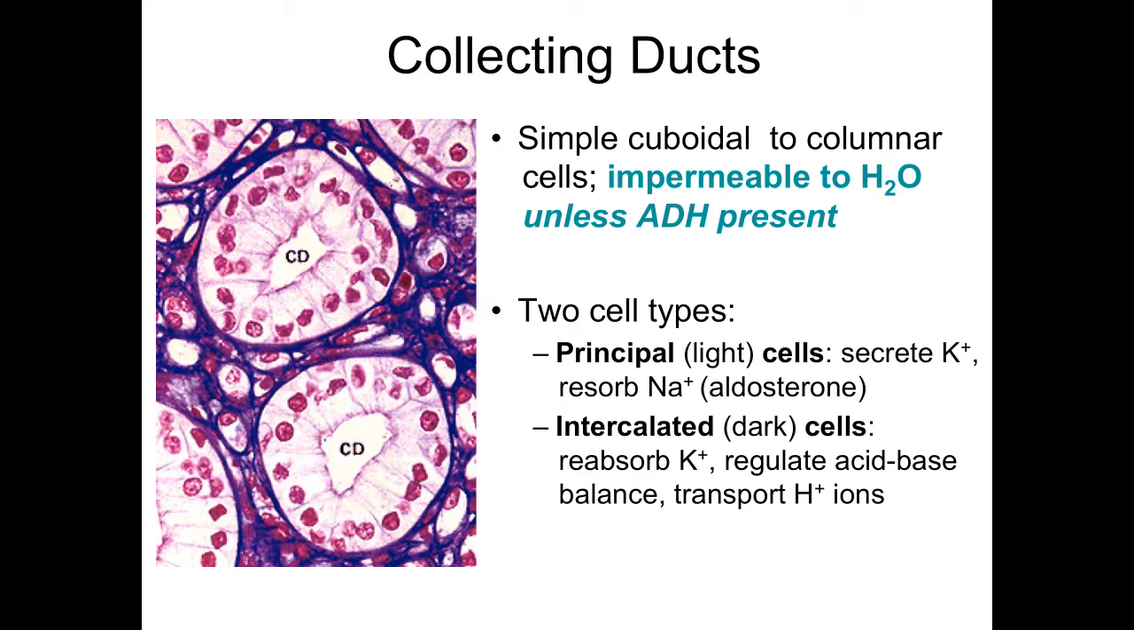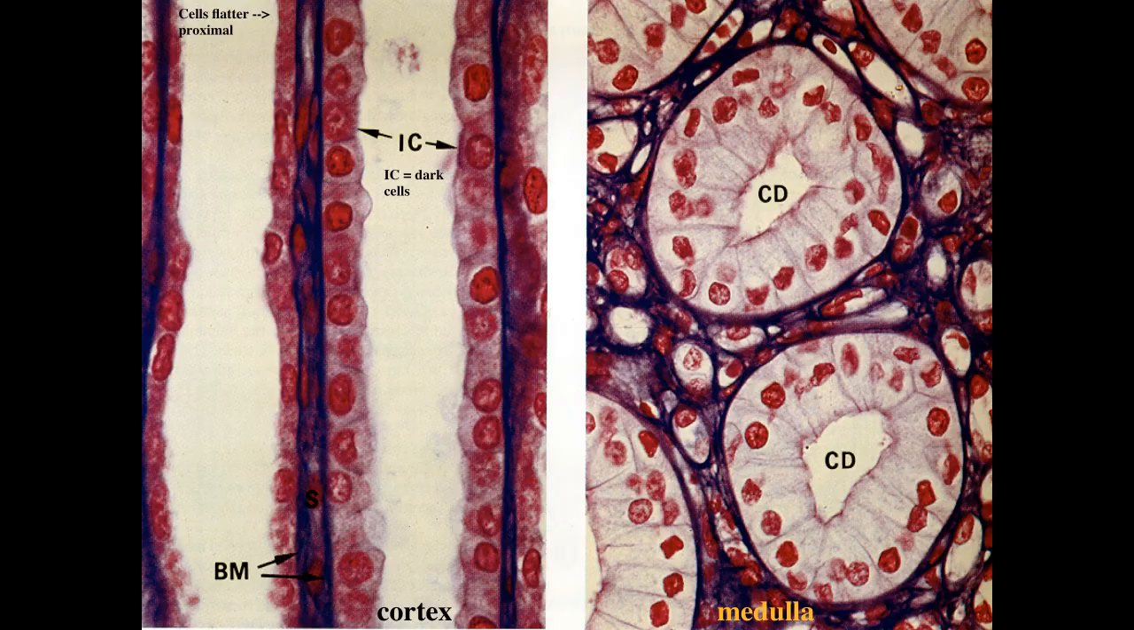And there are the intercalated cells, the so-called dark cells. These cells reabsorb potassium and they regulate acid-base balance, and they play a role in transport of hydrogen ions. This section is deep in the medulla, and the cells here are primarily principal cells. Here on a histological view, we're deep in the medulla, so we're showing primarily principal cells or light cells.